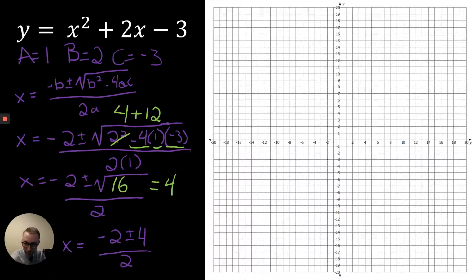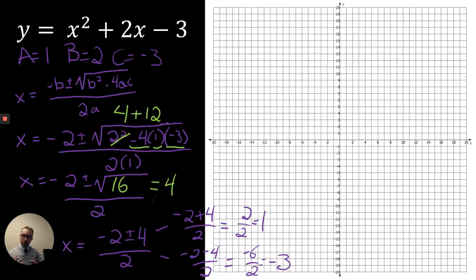So on the one hand, this is going to be -2 plus 4 divided by 2. On the other hand, this is going to be -2 minus 4 all divided by 2. So -2 plus 4 is going to be 2 over 2, which is positive 1. -2 minus 4 is going to be -6 over 2, which is a -3. So I go as far as I can, and I should end up with 2 pretty simple answers.